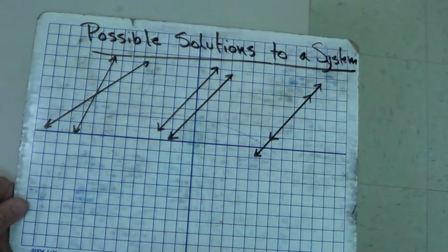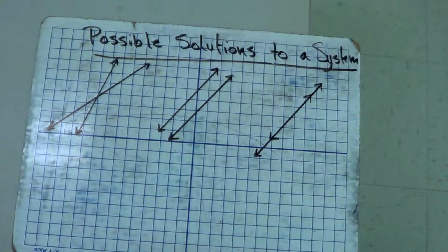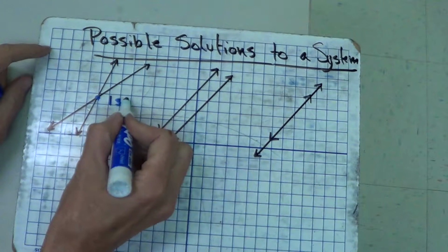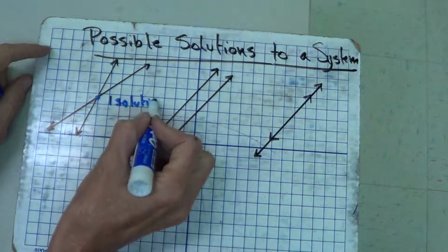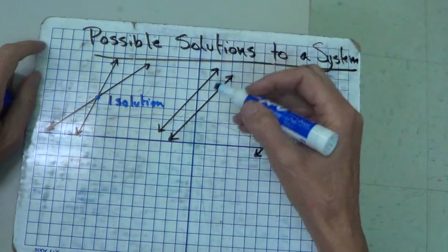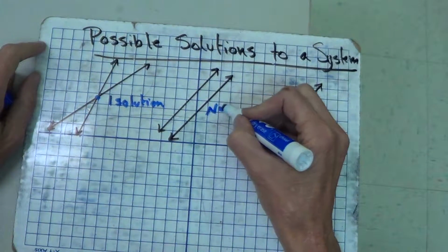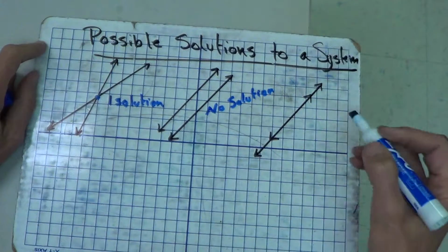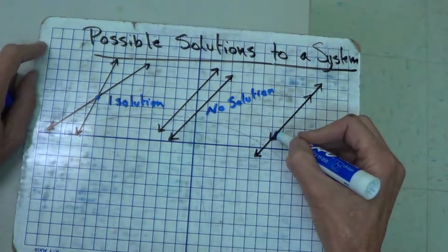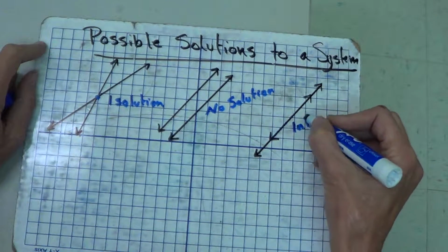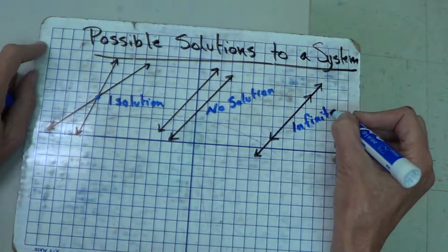Now, when you look at the different possible solutions to a system, these are our possibilities. This has one solution, because there's one point at which it crosses. This one, these are parallel lines. So it's no solution. They'll never ever share a point. And this one, it's actually the same line, and so they share all the points that make up these lines, which is an infinite number of points, or infinitely many solutions.